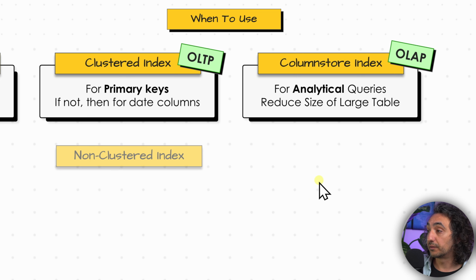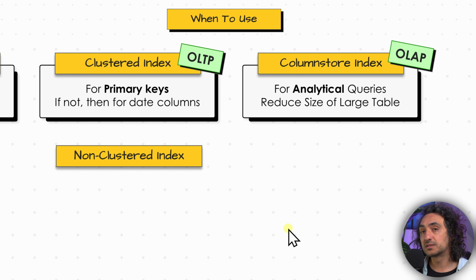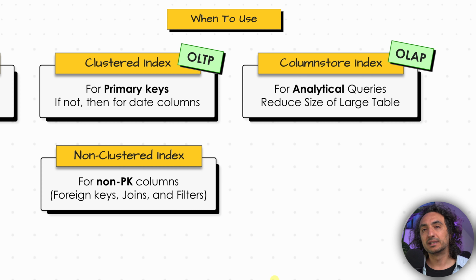Now moving on to another type, we have the non-clustered index. We usually use this index for non-primary key columns. That means the rest of the columns of your tables could be candidates for the non-clustered index, and there are a lot of reasons why you would do that. For example, for foreign keys, or on the columns that are used to join two tables. Another place where you can use the non-clustered index is for the columns that are used in the WHERE clause. So there are many scenarios where we can use the non-clustered index, but not for the primary keys.